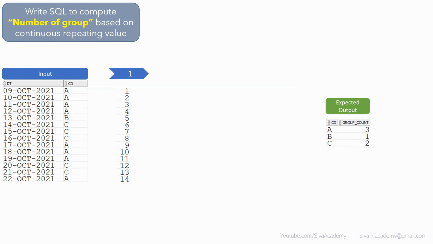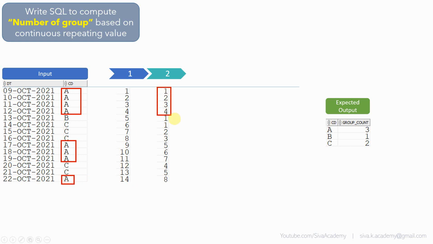In the second step, I'm going to put a sequence for each code. For example, since A is present here, here and in the last row, I'm just going to put a sequence number something like this: 1, 2, 3, 4, 5, 6, 7, 8. So this is a unique sequence for A. Similarly for B, since there is only one value, I'm just going to put only 1. Similarly for C, you can see one set of C here, another set of C here. I'm just going to put 1, 2, 3, 4, 5. So a sequence for each code. Basically it is a sequence partitioned by the code.